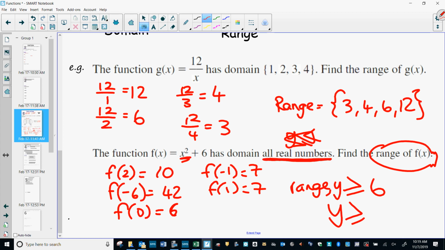And we would have a range for our range, because it's not a discrete set of data. Okay, so this one here, there were just literally 4 numbers in our domain, so we had specific numbers in our range. For this one, they gave us any real number. So here we're going to have a range of values.